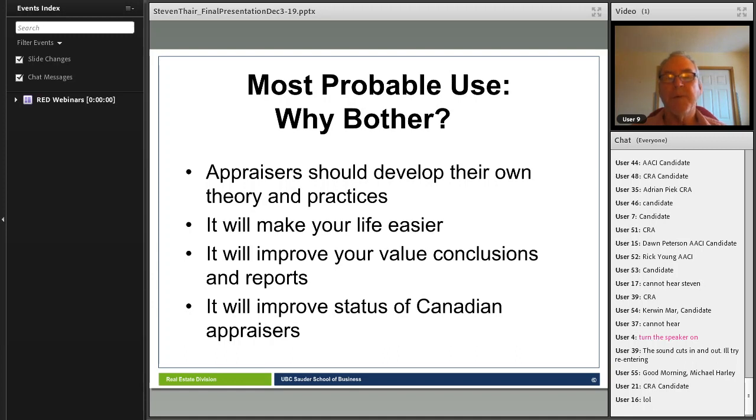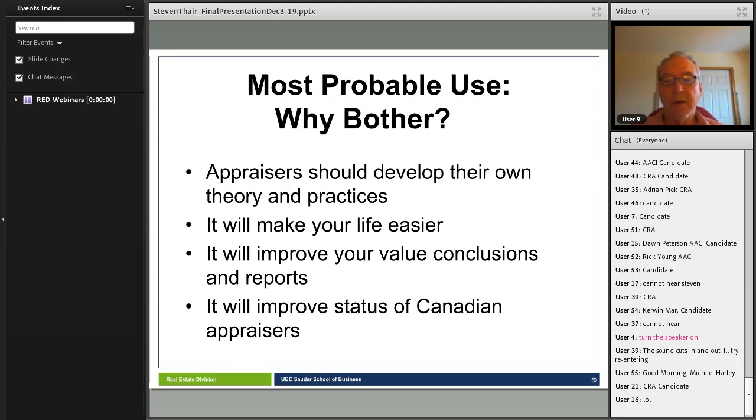In the past, the history of appraisal is that most of our concepts and our theory have been developed by somebody else, not appraisers. They've been developed by the courts, and by economists, and by accountants. And I can't think of another profession. I'll invite you to type one in on the chat screen. I can't think of another profession that hasn't developed its own theory, where they've left it to somebody else. So I think we should develop our own theory. And I think it will improve the status and the credibility of appraisers, both in your community and around the world.